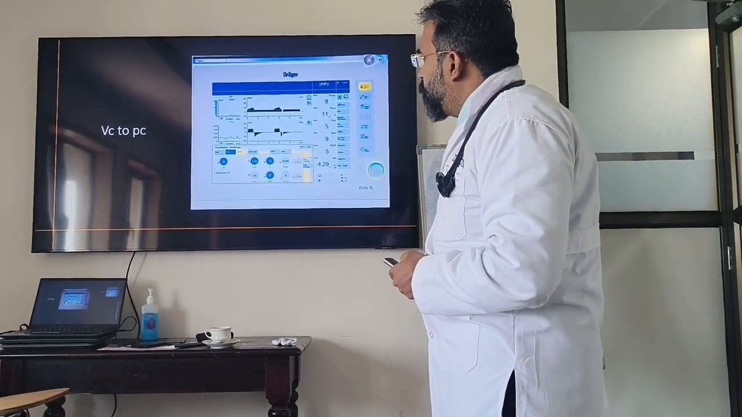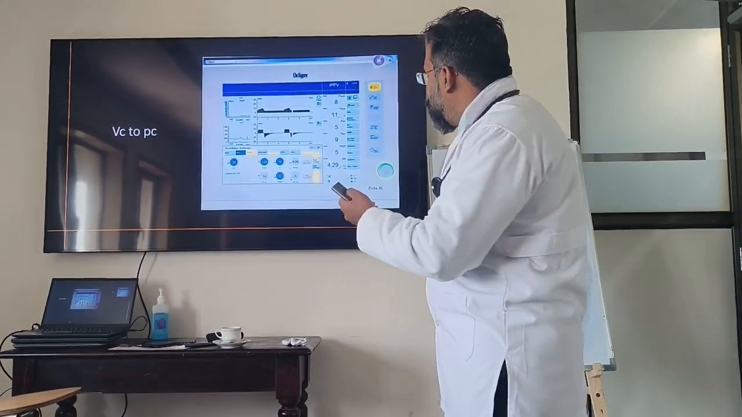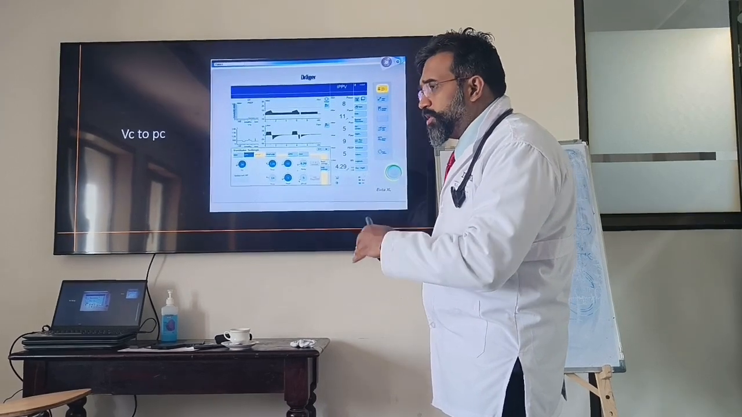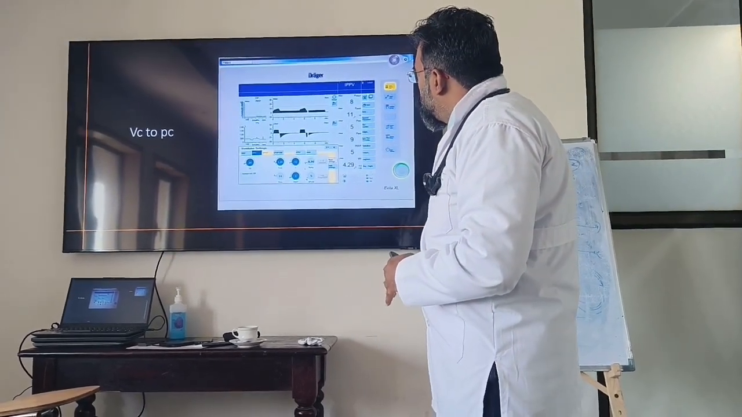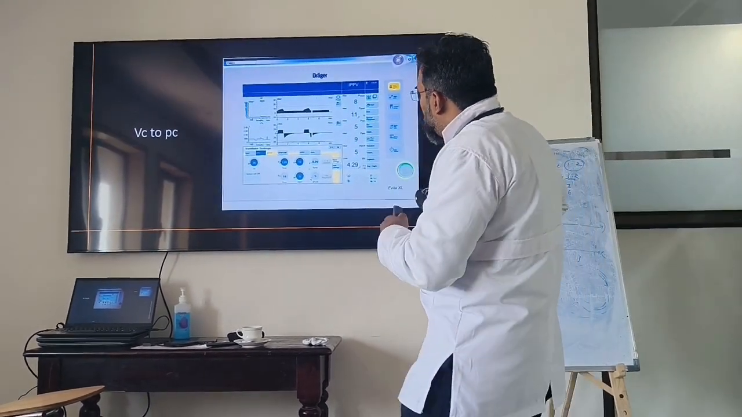Alright. Now let's go from volume control to pressure control. The same thing, we are going from volume control to pressure control. Okay. Now this is the one without, what is this kind of mode?